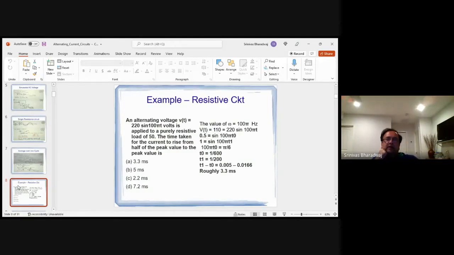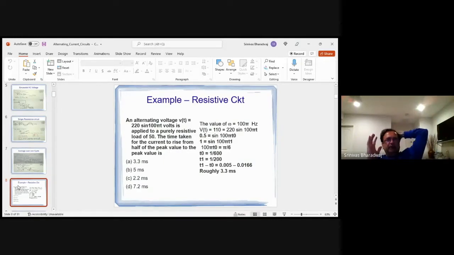So then you look at t naught and t1. So t naught is 1 by 600. T1 equals 1 by 200. So T1 minus T naught is roughly 3.3 milliseconds. So this is a very straightforward calculation.